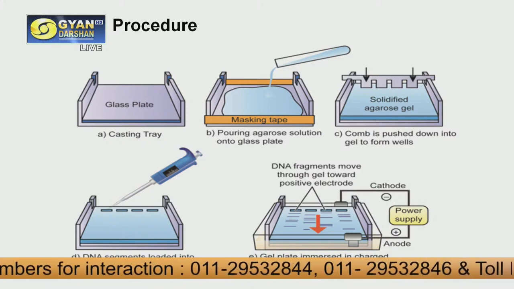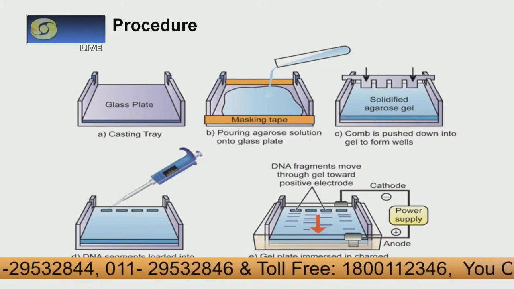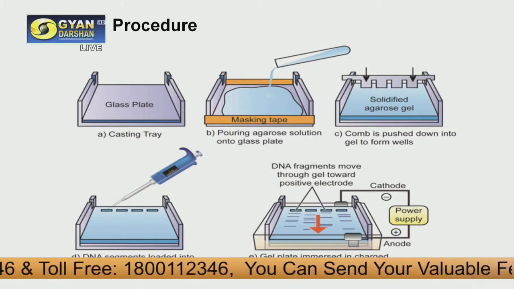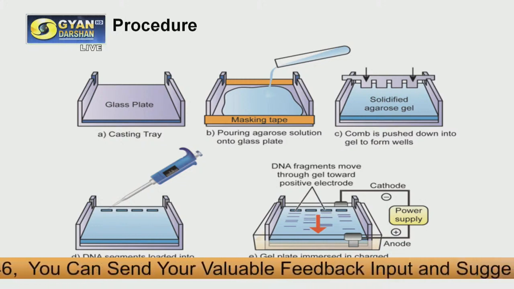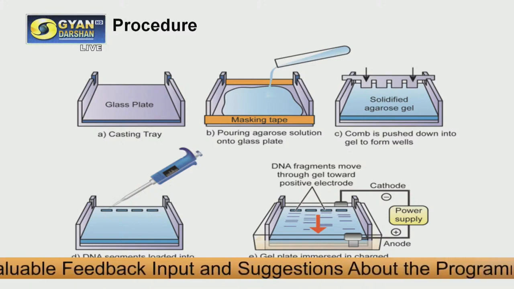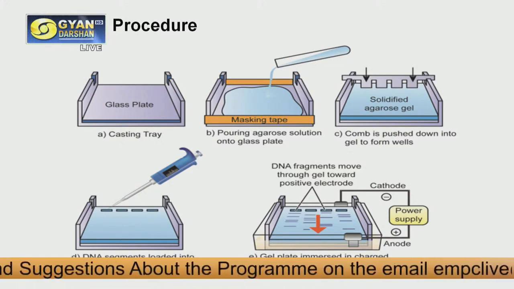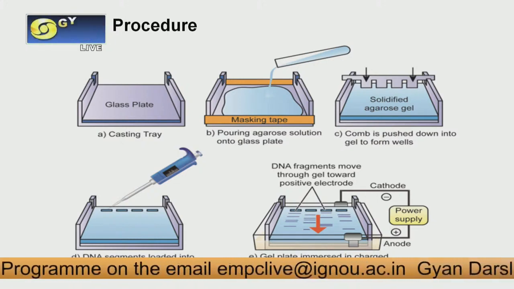So you dissolve this agarose in 1x TAE by properly melting it. You have to boil it so that the agarose completely dissolves. And after that, you have to pour the agarose gel and allow it to solidify. But before it solidifies, you have to place a comb, as you can see in the third picture.